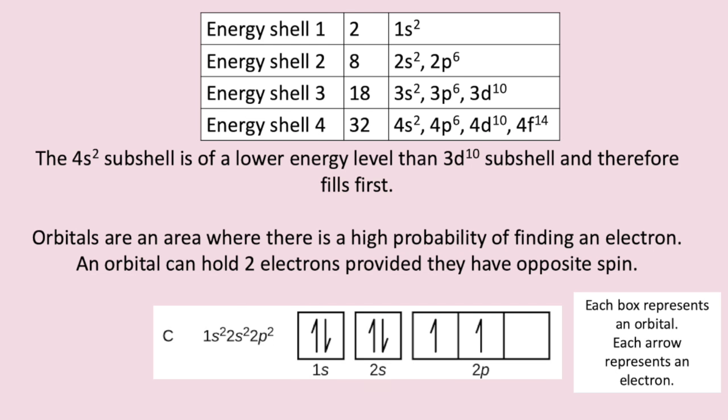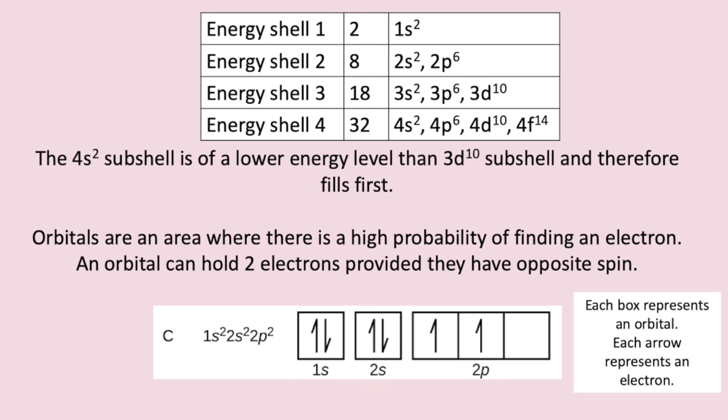The electron configuration shows how electrons occupy the subshells in an atom. For carbon, it has 6 electrons. We can have 2 electrons in the 1s subshell, 2 electrons in the 2s subshell, leaving 2 electrons for the 2p subshell. We write this as 1s2, 2s2, 2p2.